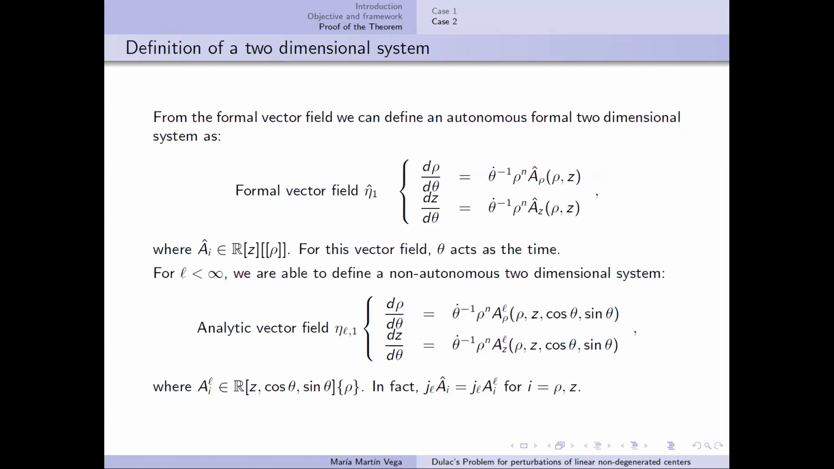So as the derivative of theta is a unit, we can define a 2-dimensional vector field. In the formal case, this is autonomous because we don't have the angular dependence. And here these functions are series in rho with coefficients that are polynomials in Z. And just to remark that in this case, the coordinate theta is acting as a time. For L lower than infinity, we can define a non-autonomous 2-dimensional system that is an analytic vector field that has dependence also on the time, that is just the angle theta. These series are convergent series in the coordinate rho, and with polynomial coefficients in Z, cosines of theta and sines of theta. And in fact, the L-jet of both are the same.